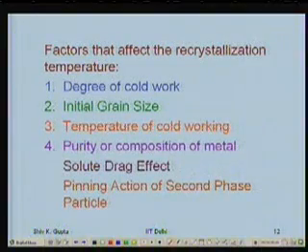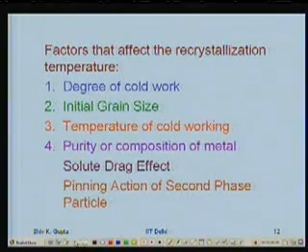Next, we'll look at the initial grain size. Initial grain size means just before we started deforming it. It could be a smaller grain size or a larger grain size. The process of recrystallization, as I told, occurs at the grain boundaries. To start with, if it is a fine grain size, you will have more nucleation sites. If it is a coarse grain size, you will have fewer nucleation sites.